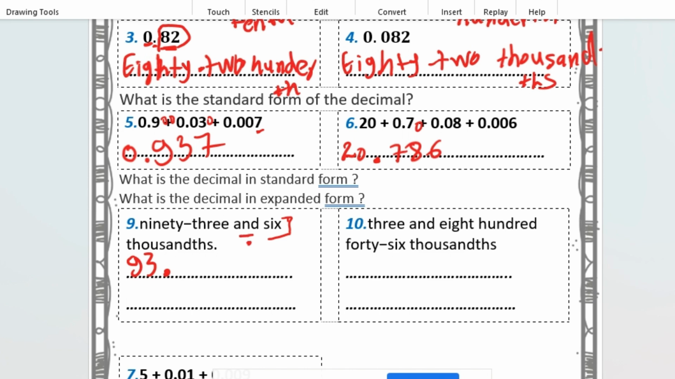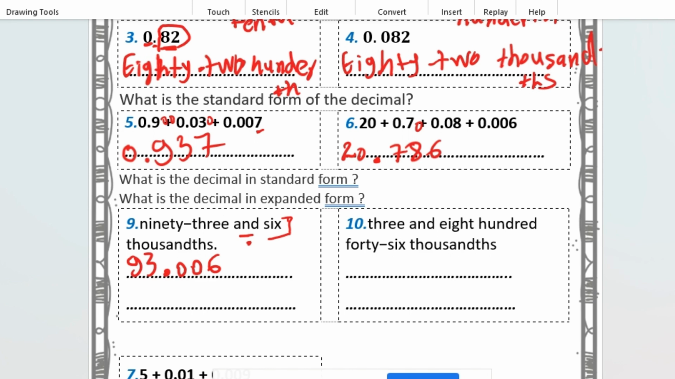Okay, 6 thousandth. So it's 6. But since we wrote thousandth, there should be 3 numbers after the decimal point. But here we have only 6, which is one number. So what do we put? We put 2 zeros before the 6. So now it's 6 parts of thousand, or 0.006.